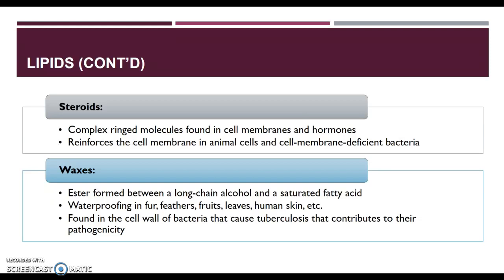And finally, waxes. Waxes are an ester that's formed between a long chain alcohol and a saturated fatty acid. And waxes are really important for waterproofing. So the fur of animals, bird feathers, the exterior layer of fruits, that external cortex of leaves, human skin, all contain waxes, and those waxes help with waterproofing.